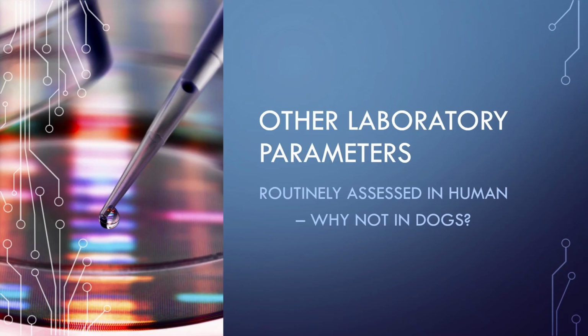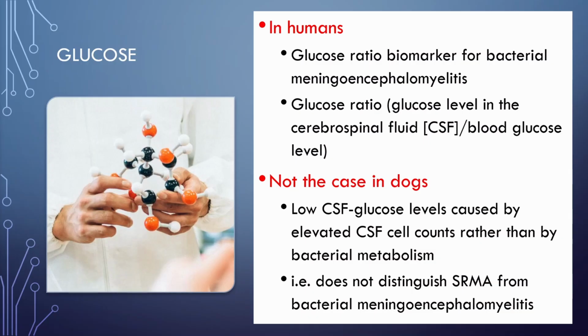Now, some of you may be wondering about other laboratory parameters that are routinely assessed in humans, but not commonly assessed in dogs. So what are those? Well, the most important one is glucose, because this is routinely assessed in humans. And that is because the glucose ratio, which is the glucose level in the cerebrospinal fluid compared to the glucose in the blood, is a biomarker for bacterial meningoencephalomyelitis. So a reduced glucose is due to bacterial consumption of the glucose and is an important, kind of bedside indicator of bacterial meningitis. However, this is not the case in dogs.